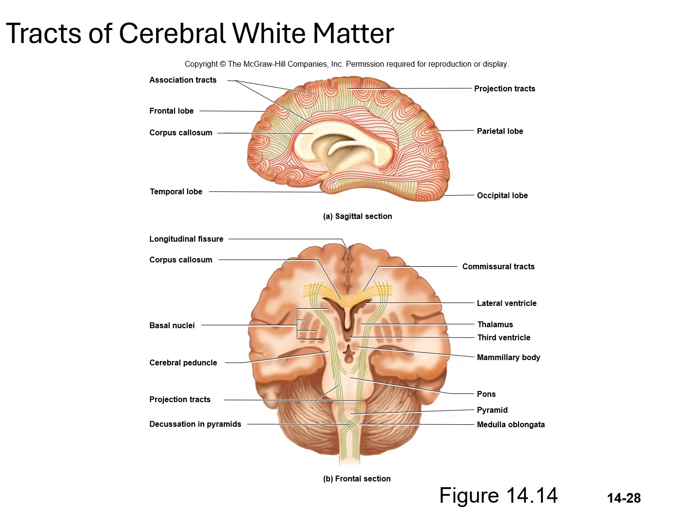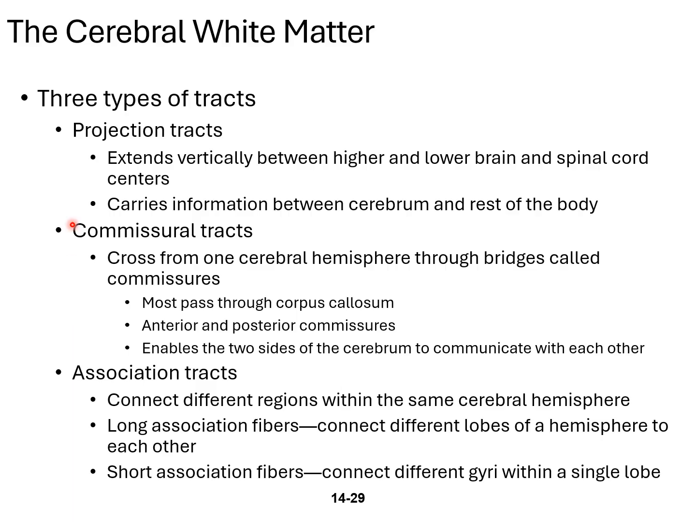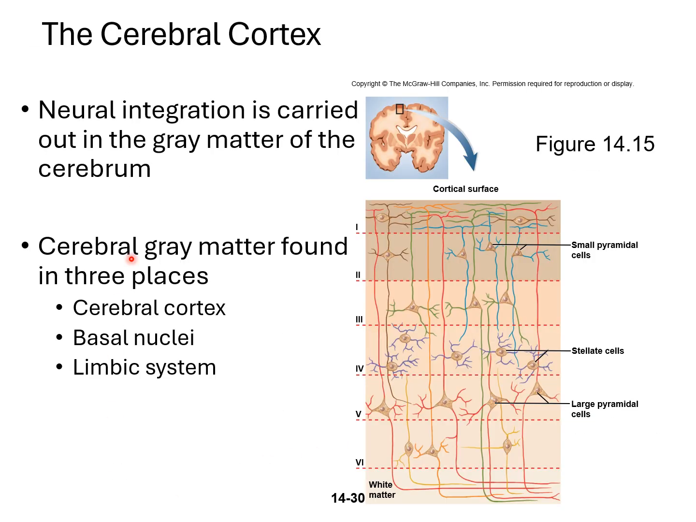And here's how it kind of talks to each other. You can see these little tracks and how they project all around in this spiral pattern. So you can kind of see the way the brain is going to look and talk to each other. You have projection tracks that go vertically between higher and lower brain centers. They carry information from the cerebrum to the rest of the body. Commissures just means it's going back and forth from one side to another. You have association tracks, which are going to be within the same cerebral hemisphere. And that's kind of what we're going to look at right here.